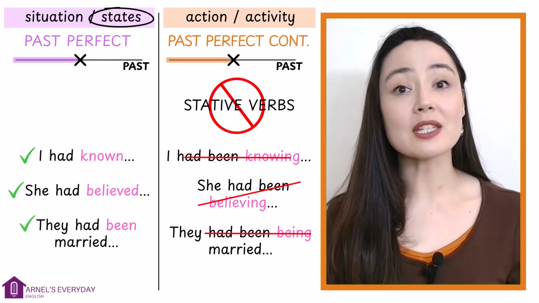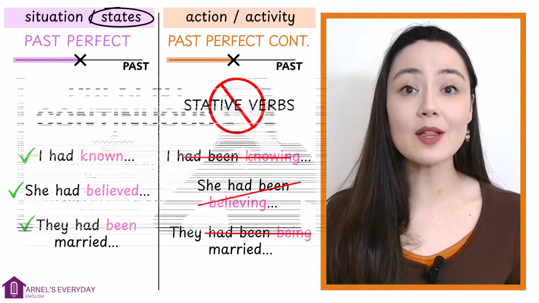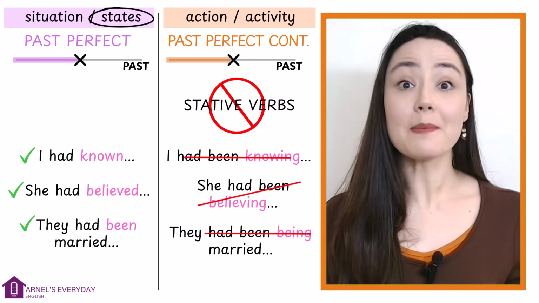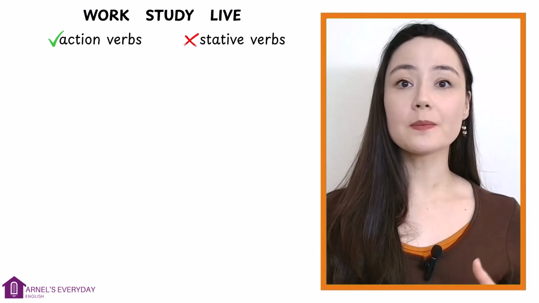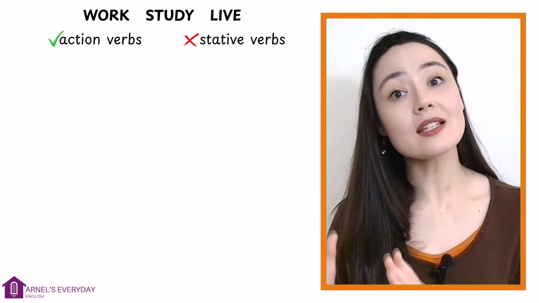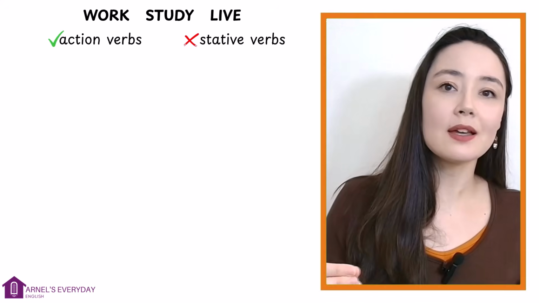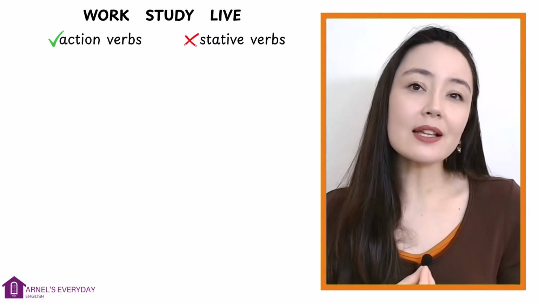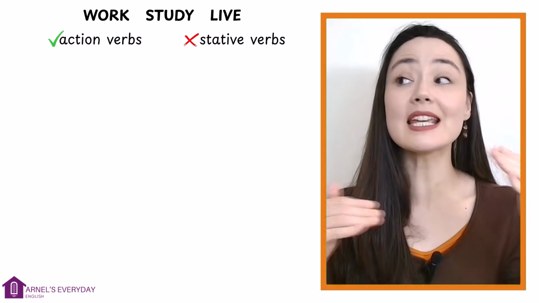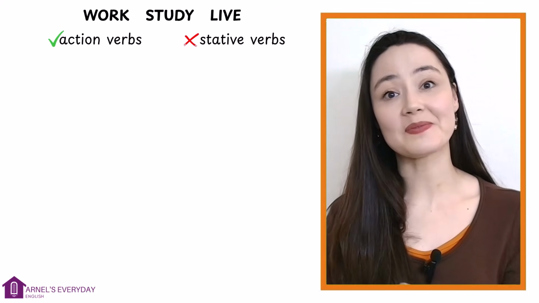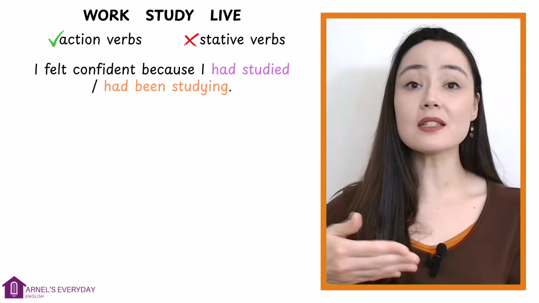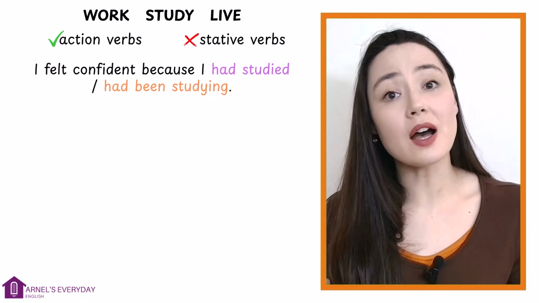If you want more information on stative verbs, I explain them in much more detail in the present continuous part of this series. Last thing in today's lesson, I promise. You know, things like work, study, and live are action verbs. These are not stative verbs. But because these verbs are usually done over a period of time, they kind of feel like states. They feel like situations. So it's very common to use perfect and perfect continuous tenses interchangeably with these three verbs here. I felt confident because I had studied, because I had been studying. Here, both are the same, they're fine.